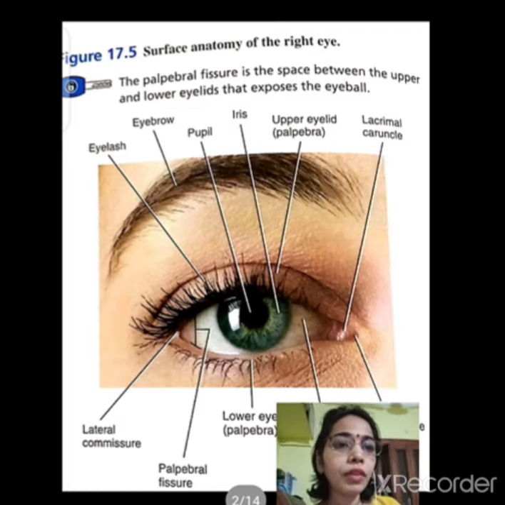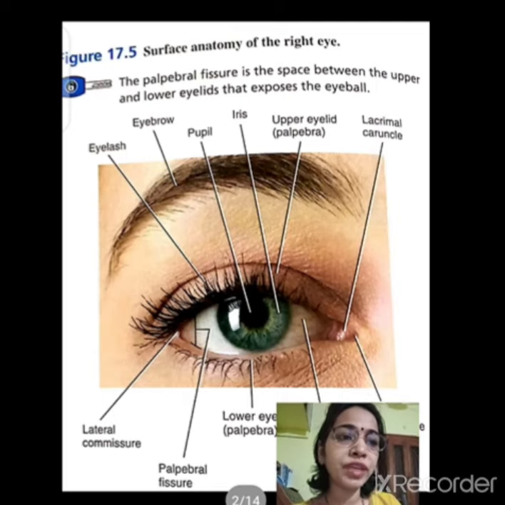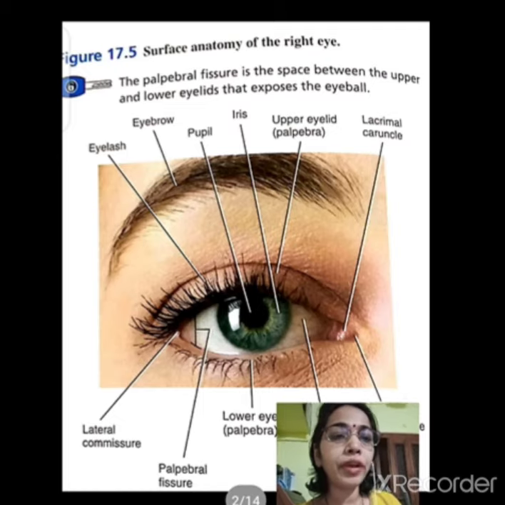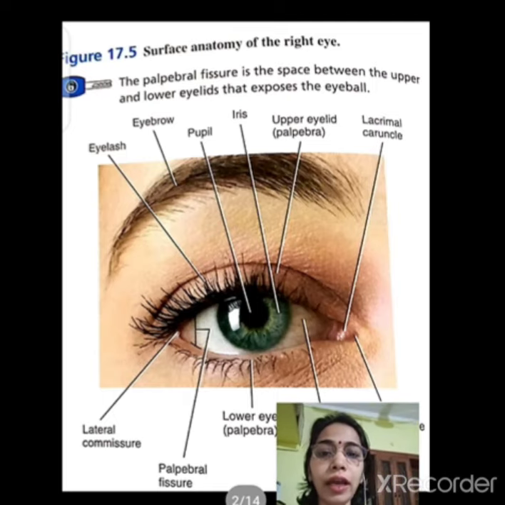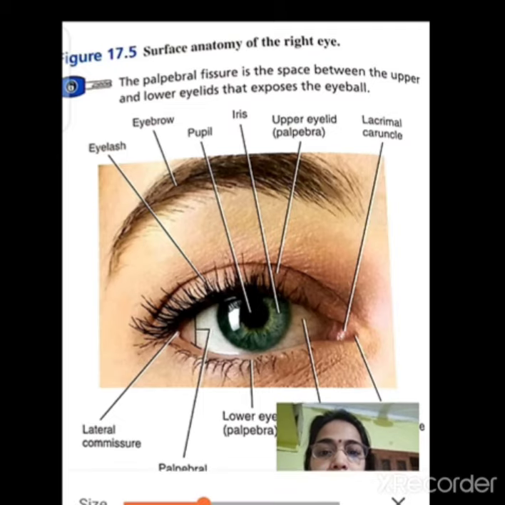See, the palpebral fissure is the space between the upper and lower eyelids that exposes the eyeball. That is, the palpebral fissure means the upper and lower eyelids that expose the eyeball, which is also called palpebra. Now you can see the eyelashes. These are the eyelashes, and there are eyebrows.